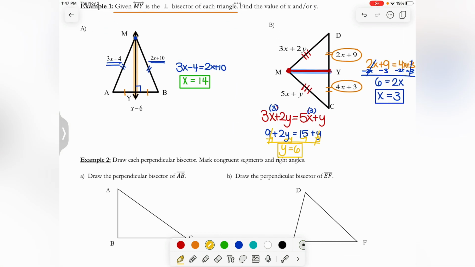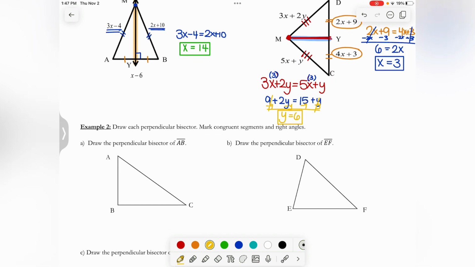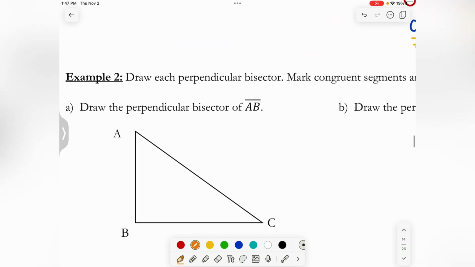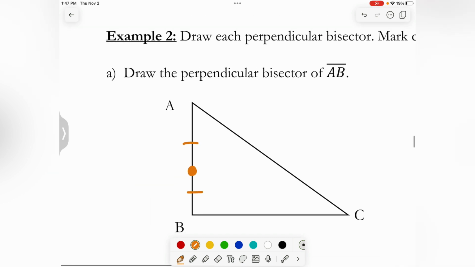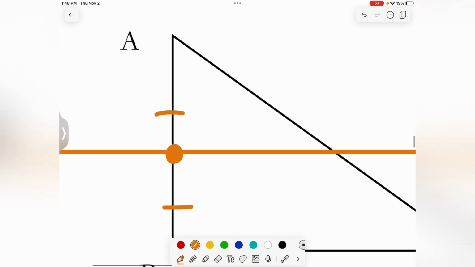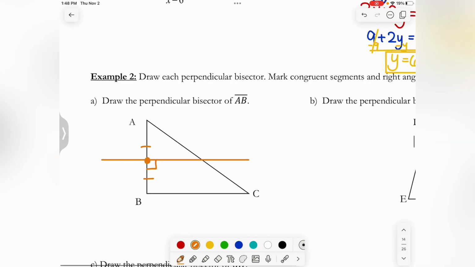Okay, last thing, it says draw the perpendicular bisector of AB. So AB is the one I want to be cut in half. You have to mark that it is the midpoint and make sure it kind of looks like it's the midpoint. And then just draw a perpendicular line through it. And you also have to mark that it is in fact perpendicular.